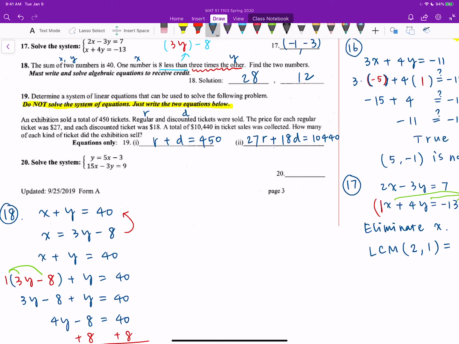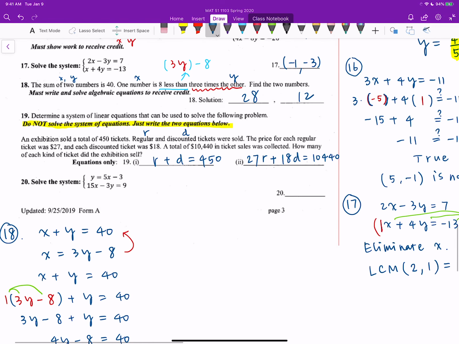Finally, number 20. Solve the system. So number 20 is very similar to number 17. The only difference is this time, one of the variables is isolated. If you look at it, variable y in the first equation is already isolated. Therefore, for number 20, the best way to solve will be substitution. So let me write the solution right here. All you need to do is substitute the first equation into the second equation.